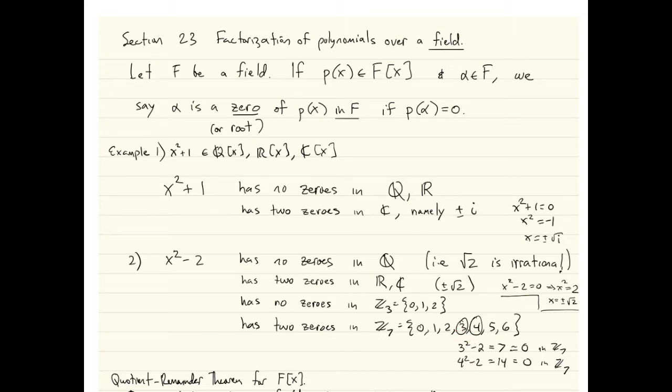4 squared minus 2 is 16 minus 2, and that's 14, which is 0 in mod 7 land. So this polynomial x squared minus 2 has 2 zeros, 3 and 4. And we'll see that in general, a polynomial of degree n can have at most n zeros when you're working over a field.